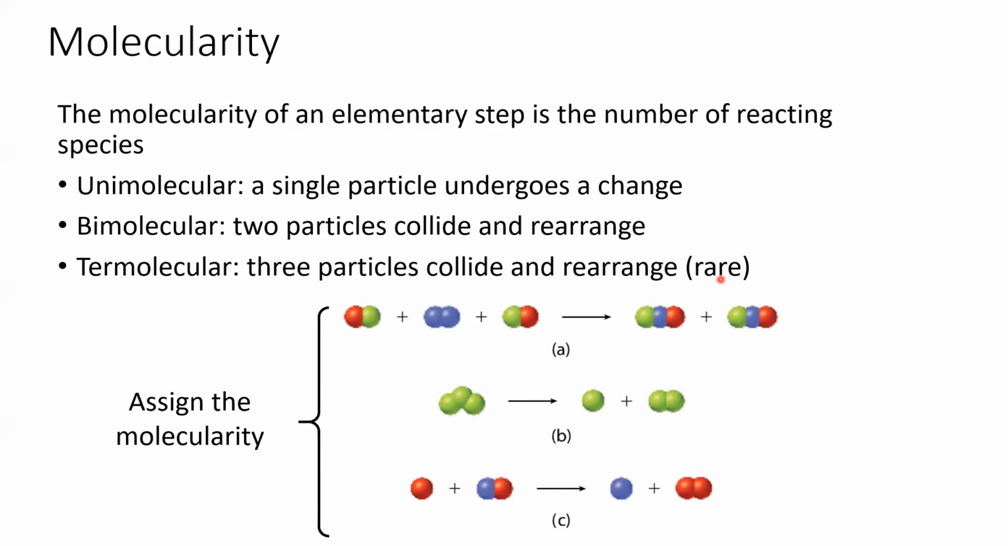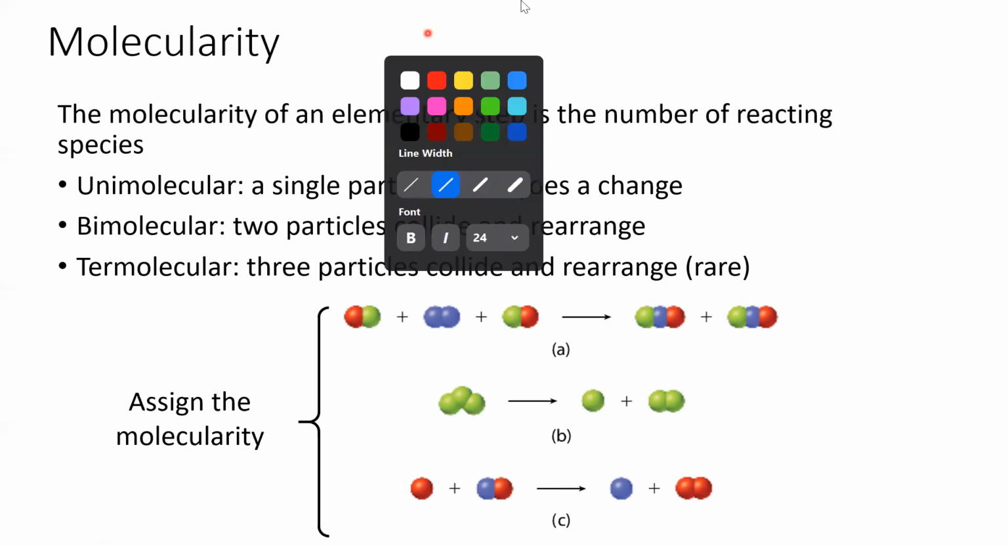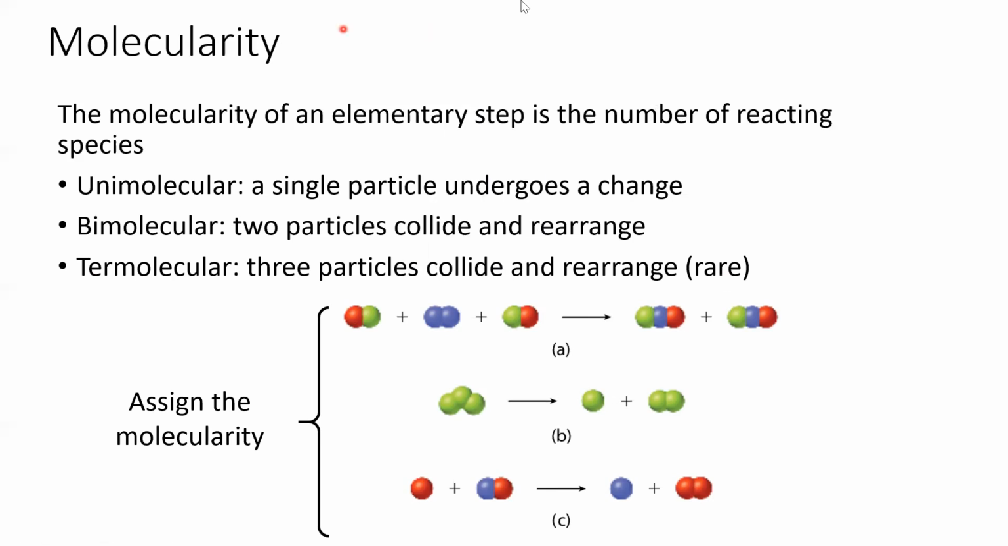Okay, we want to focus on the reactants, the number of reactants in each of those elementary steps. For the first example here, is it unimolecular, bimolecular, or termolecular? For the second one, B, is it unimolecular, bimolecular, or termolecular? And in the third one, C, is it unimolecular, bimolecular, or termolecular?